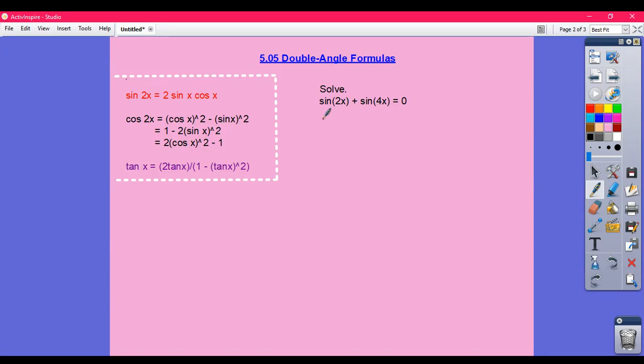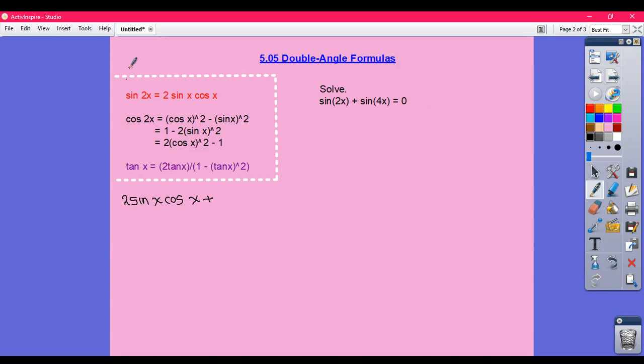So for instance, if you look at the first problem, sine of 2x plus sine of 4x equals 0, you'll note that the first thing most people want to do is apply the double angle formula, and that's fine. So I'm going to do so: sine of 2x times cosine x plus, and then sine of 4x.